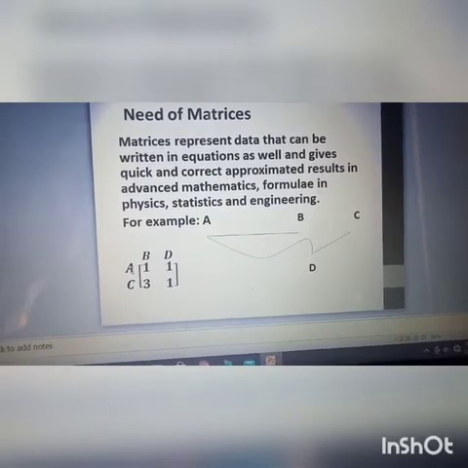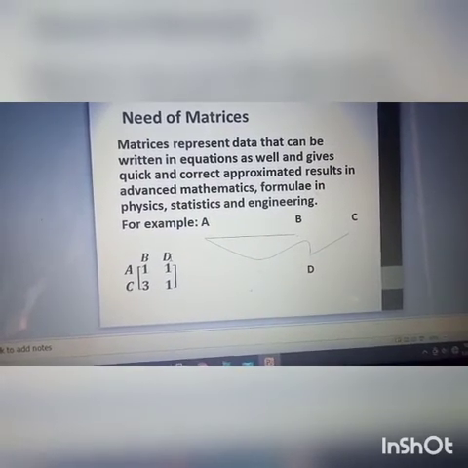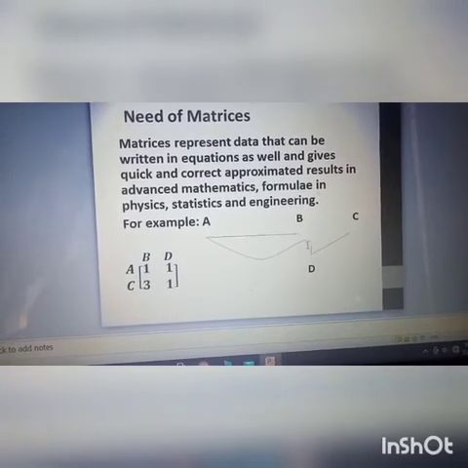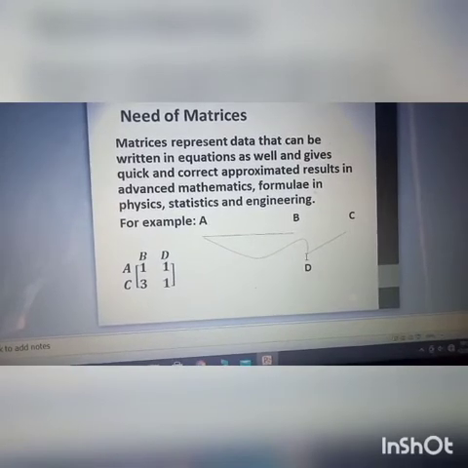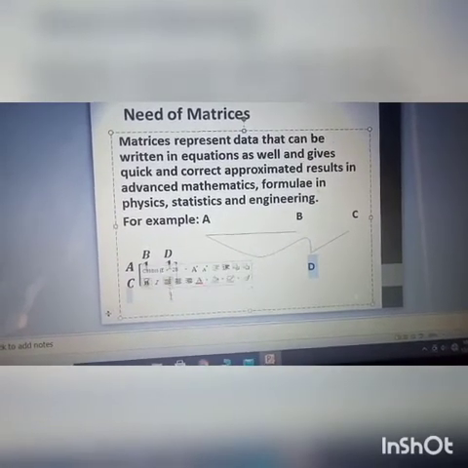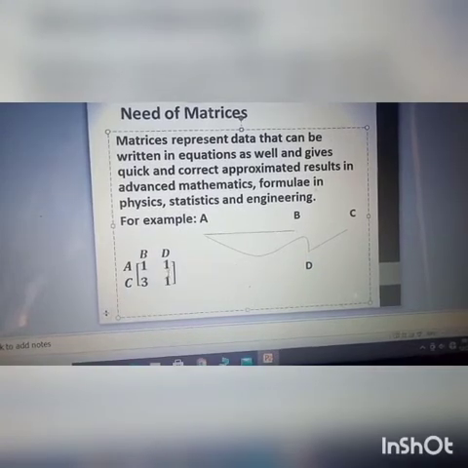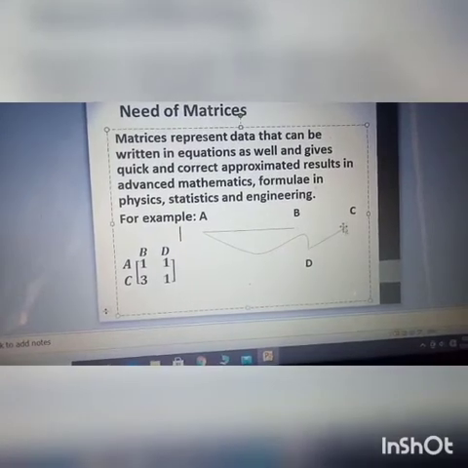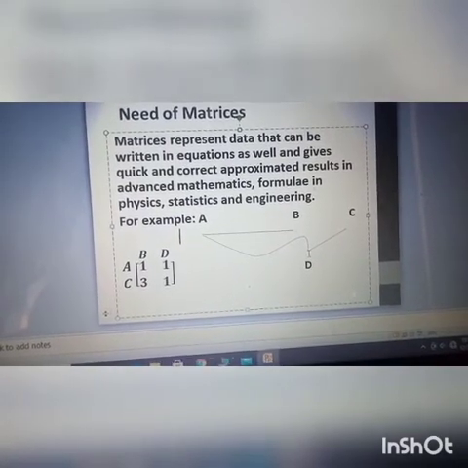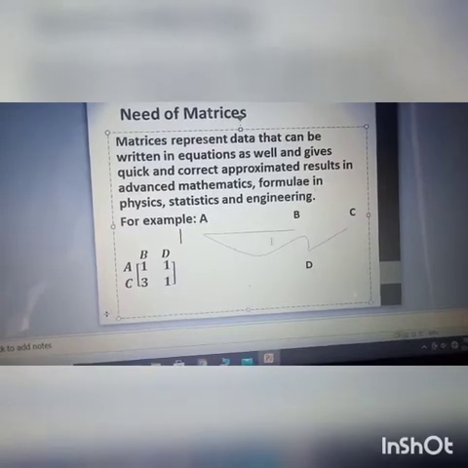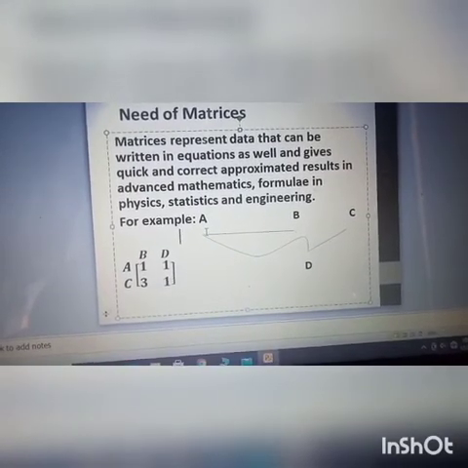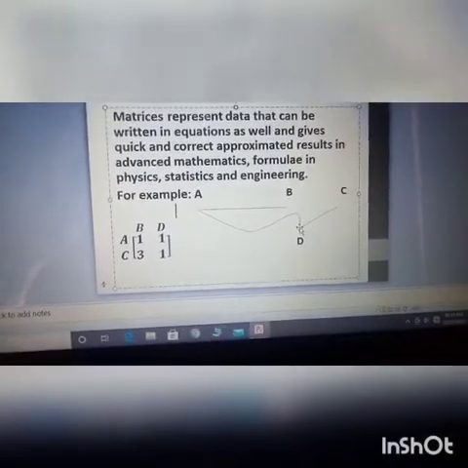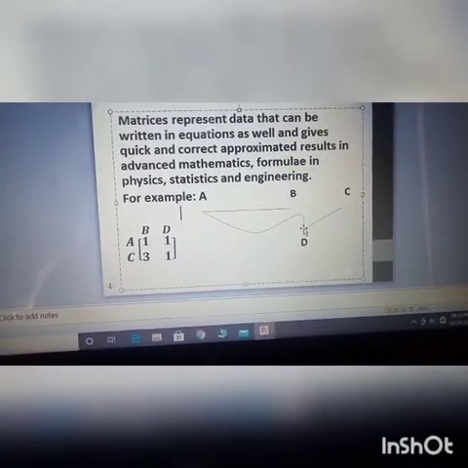Then from A to D, how many ways are there to move from A to D? So this is A, and this path is there to reach from A to D. Again there is one way, so 1 is being written here. C to B: see the position from C to B. Firstly we have to reach point D, then from point D to A, this is another path, and then from A to B, the third path. So there are a total of three paths which are to be crossed while reaching B from C.